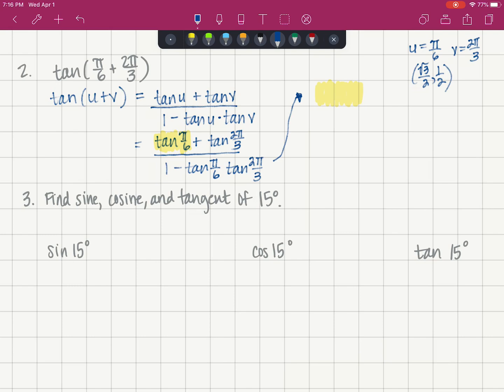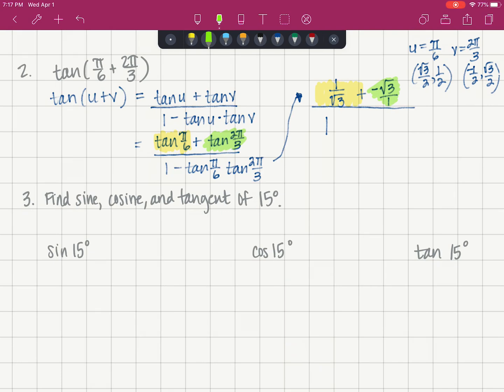well, pi over 6 has an ordered pair of square root of 3 over 2 comma 1/2. And the tangent is y over x, so that's going to be 1 over the square root of 3. Plus the tangent of 2 pi over 3, and that's negative 1/2 over square root of 3 over 2. So that's going to be plus negative square root of 3. And we can put that over 1, just so that we have two fractions. And then in the bottom, we're going to have 1.